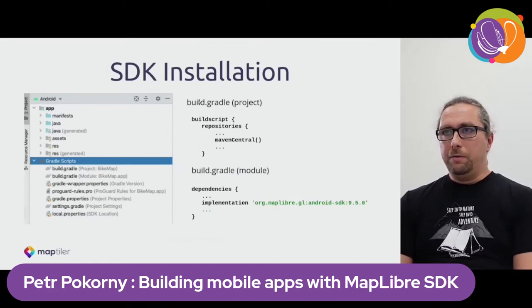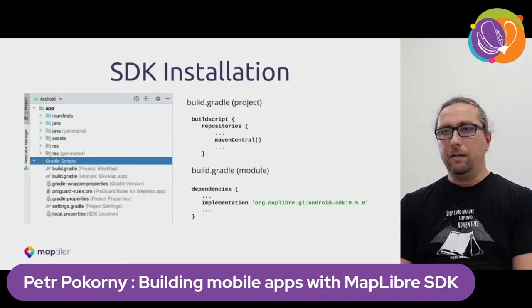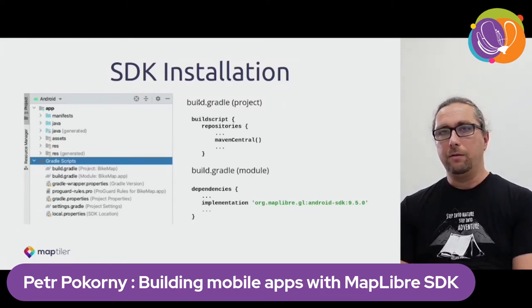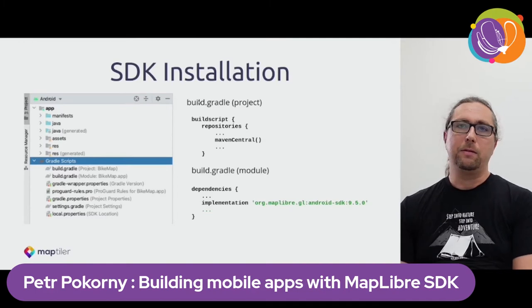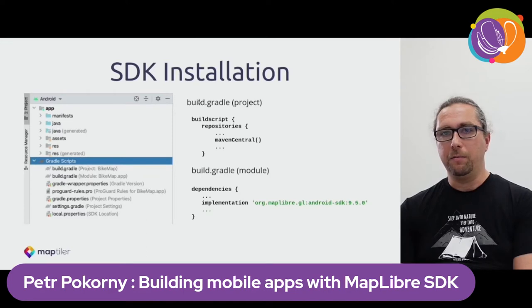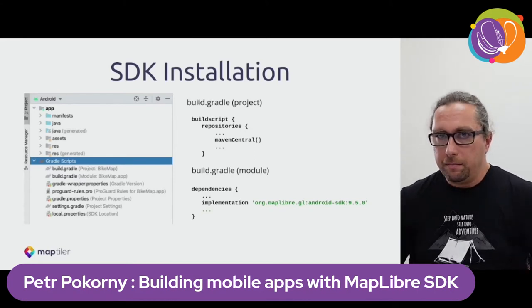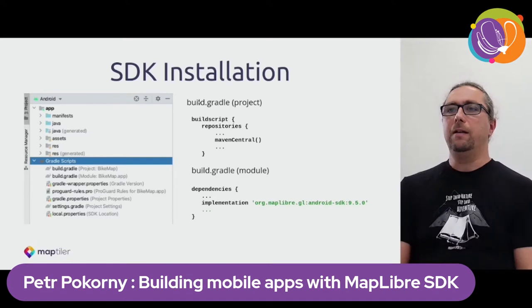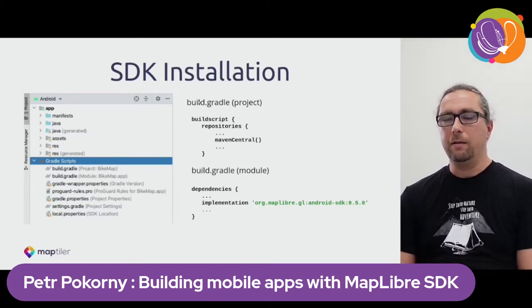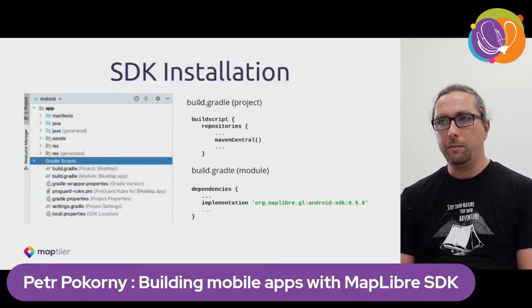So to start, you will just create a new project in Android Studio. You will choose the simple activity template, and there are some options where you can control how you want to be compatible, which devices you want to support, API levels. So that's obvious. And the second thing which you do after Android Studio generates your project is install the SDK.